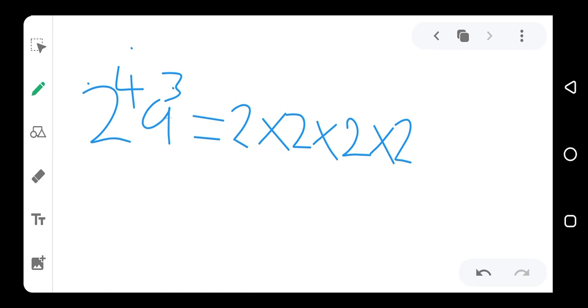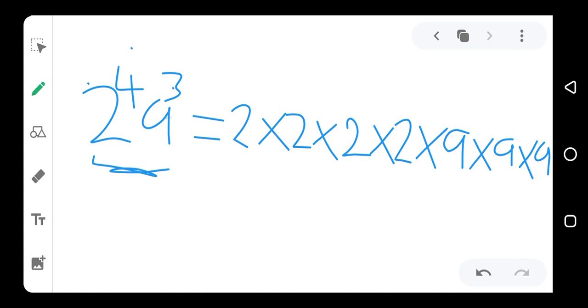Then we continue with a raised to power 3. That is a coming in 3 times: a times a times a. So this is a in 3 times and 2 in 4 times. So this is the expanded form of this index form.